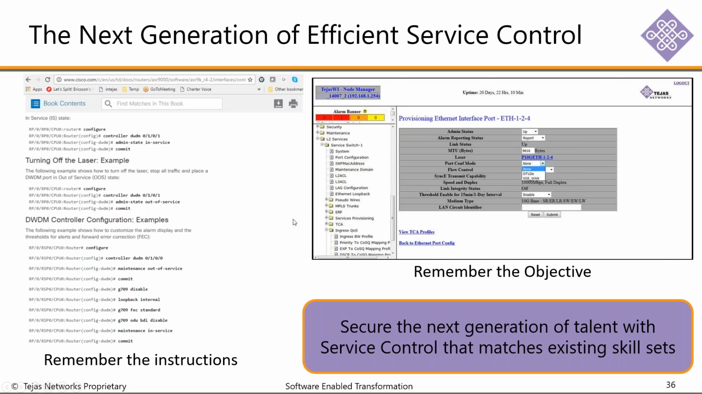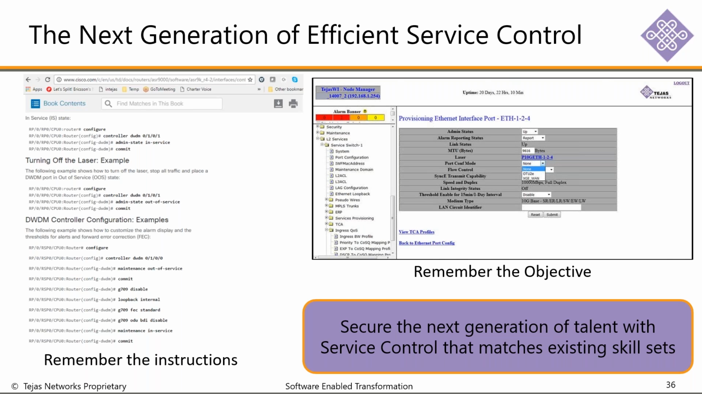So how do you get the next generation of efficient service control? Well, on the left-hand side, we have the typical CLI, where a lot of investment is made in remembering the instructions, or copying, pasting instructions, and trying to figure out how to change the instructions to get to where you want to go, get the objective done. So the first thing is you remember the instructions, and then you remember the objective.